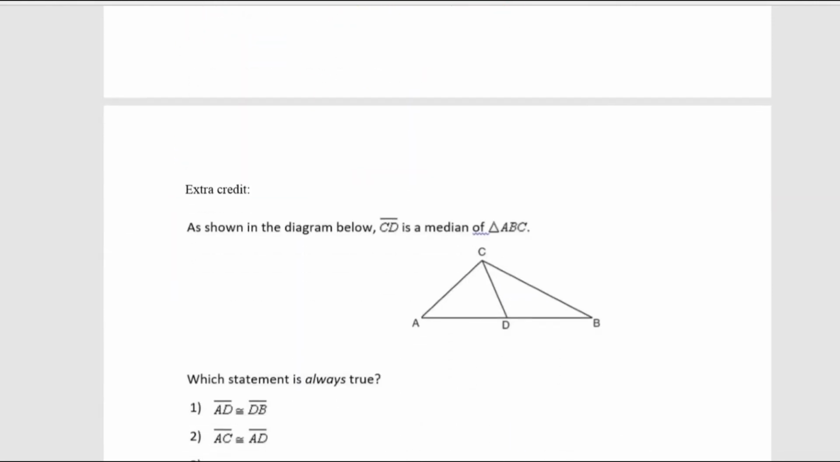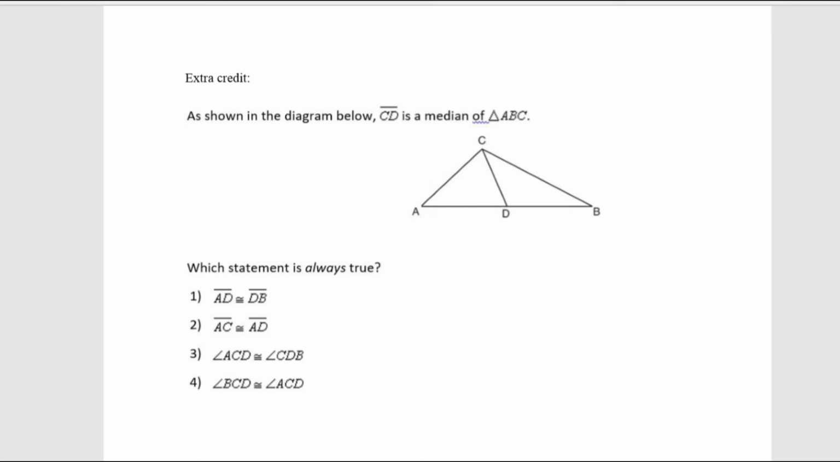Now let's go to the extra credit, because some of you do the extra credit, and let's jump into it. As shown in the diagram below, CD is the median of ABC, okay? Which statement is always true? So again, what's the definition of that median? So let's look at that orange, because it starts from that vertex C to D. So we know that D is that midpoint.